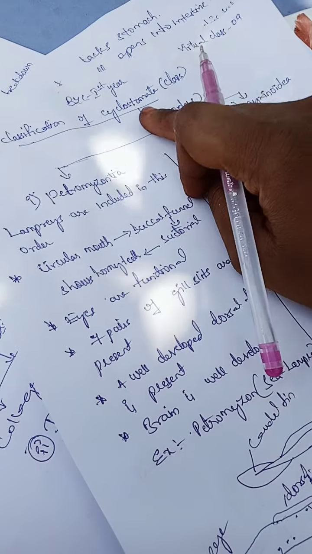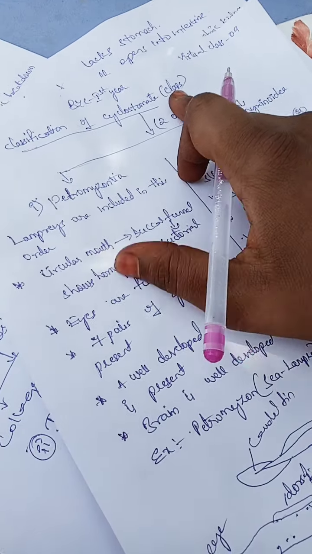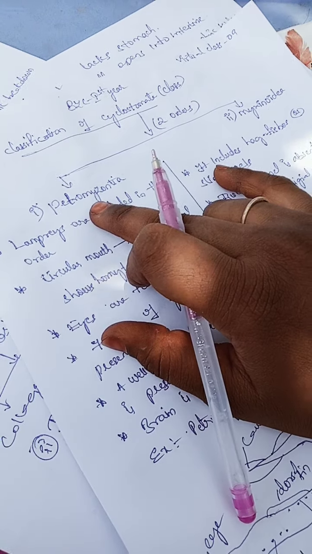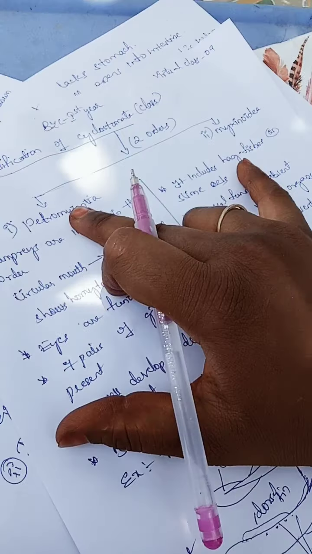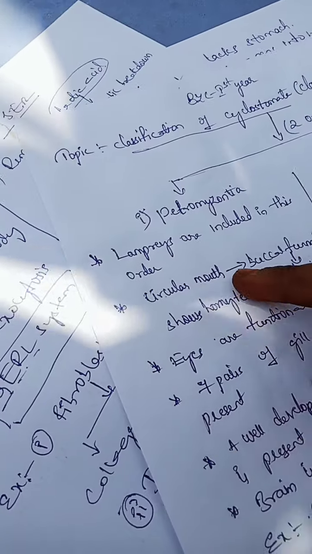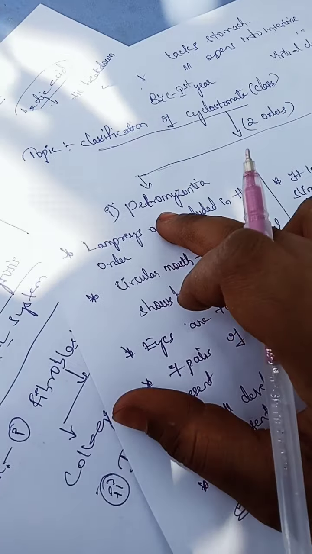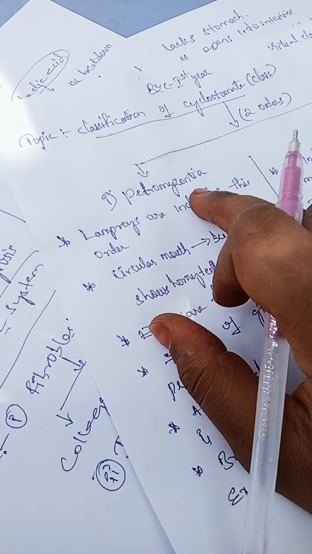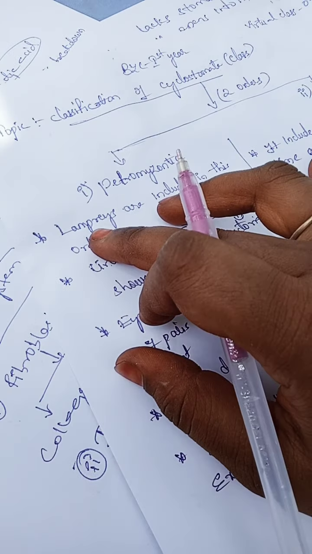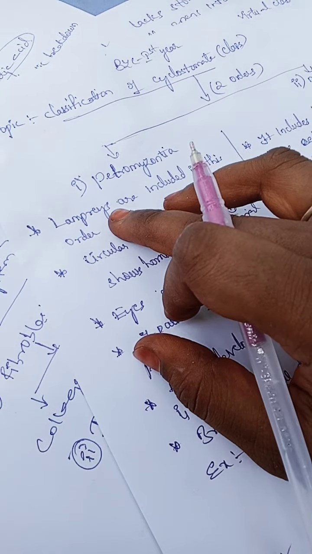So now this single class Cyclostomata is divided into two orders. One is Petromyzontia and the second order is Myxinoidea. Okay girls, listen. All organisms that come under Petromyzontia are commonly called lampreys.